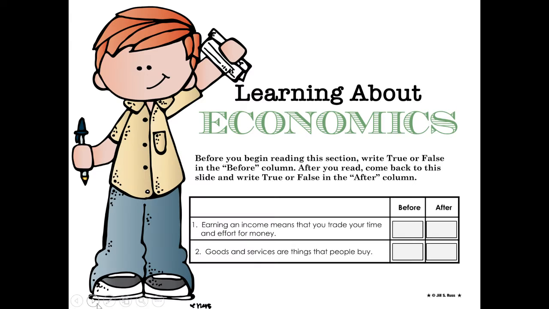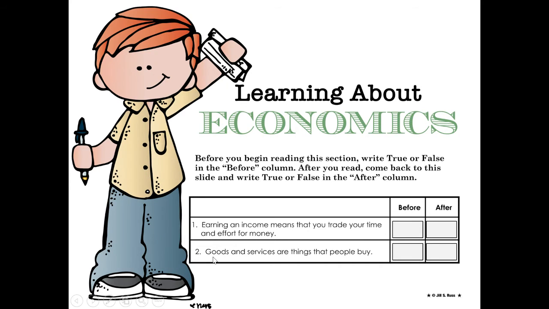So let's go ahead and answer our after questions. We're going to put true or false in the after column. And remember, this answer might be different than what you thought before the lesson, and that is okay. So the first one says, earning an income means that you trade your time and effort for money. If we just stated that, you're going to put true in the after or false.